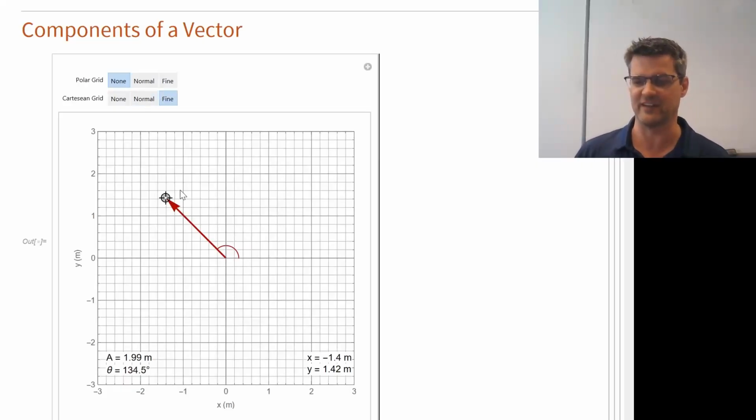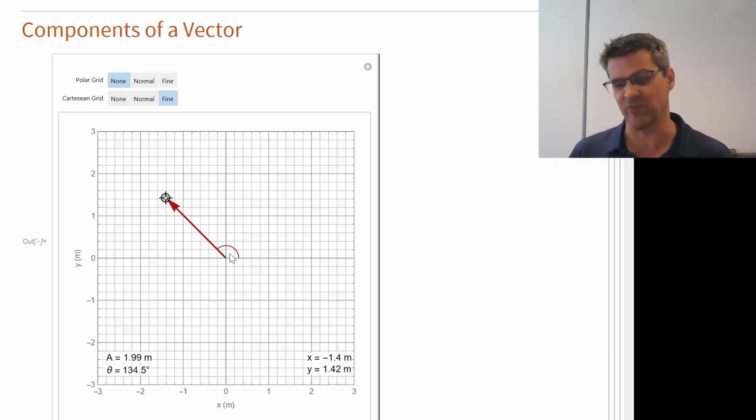little bit more fine detail, this is a vector that's going left and going up. It's not going right and going up anymore. It's going left and going up. And that's why it has a negative x component. It has a positive y component because it's up. It has a negative x component because it's left.